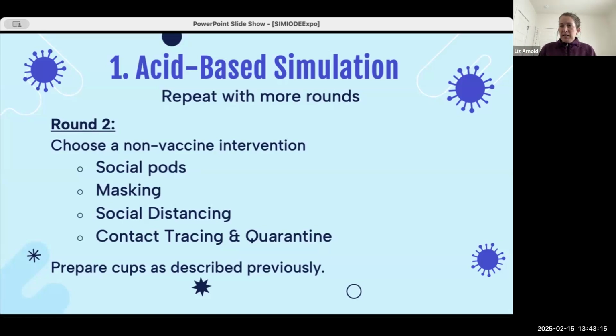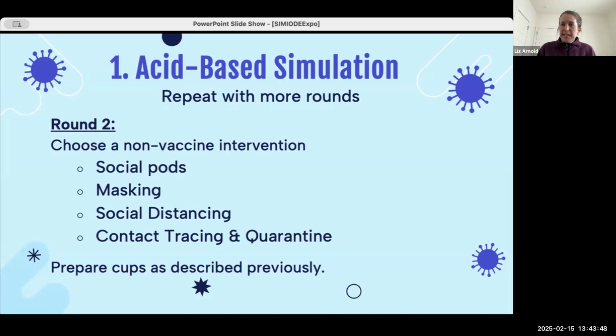So in all of these rounds, we prepare the cups before we get to class so that they're just ready for students to pick up. So with this round 2, with the non-vaccine intervention, you create the cups in the exact same way you did before. You replace some with some vinegar for infected, and then you do this non-vaccine intervention with the simulation. You do the whole thing again of asking students if they're infected, and then you go around with the phenol red and see who is infected and whatnot.